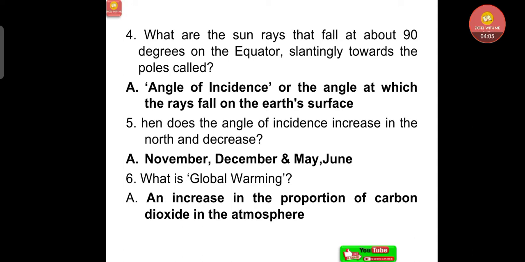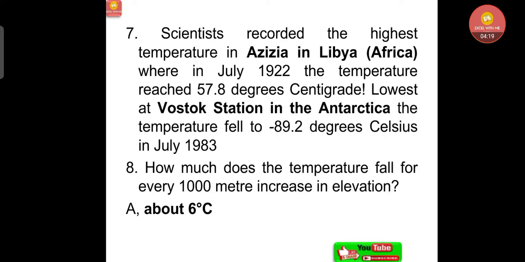Next question, when does the angle of incidence increase in the north and decrease? In the months of November and December it increases, and in the months of May, June it decreases. Next question, what is global warming? An increase in the proportion of carbon dioxide in the atmosphere.